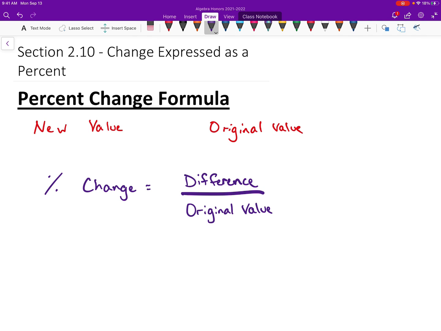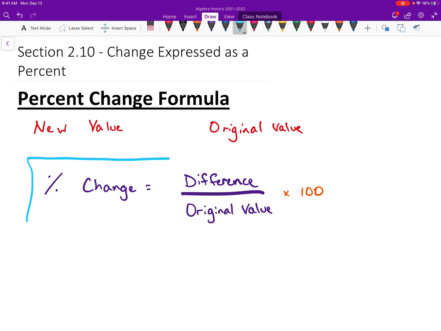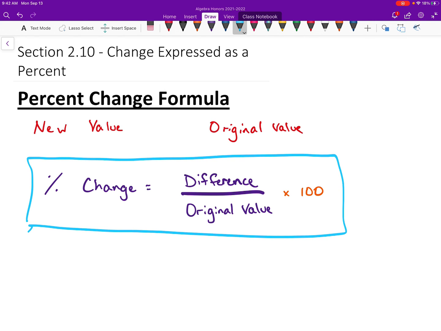And when we do that, we're going to get a decimal. So I want to change that to a percent. Whenever I want to change a decimal to a percent, I'm going to move that decimal 2 places to the right, or I'm just going to multiply that by 100. So whatever decimal you get, you're going to multiply that by 100, and that's going to be your percent of change. So that's our formula. We want to make sure we've got that formula nice and big in our notes here, because we're going to be using that throughout our section here.